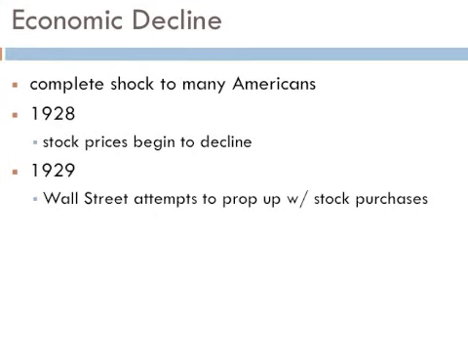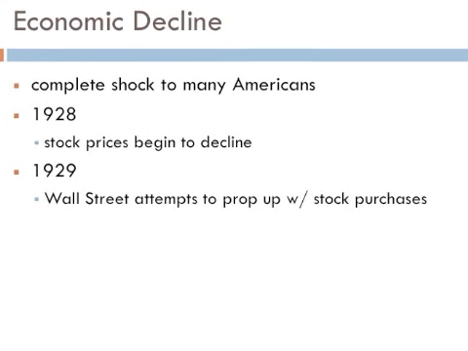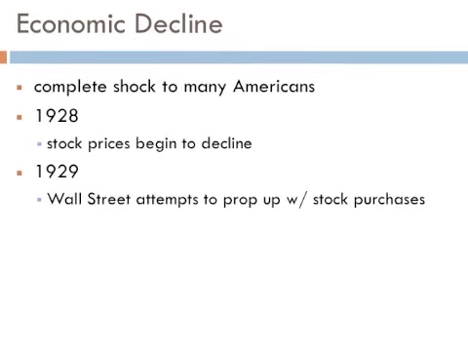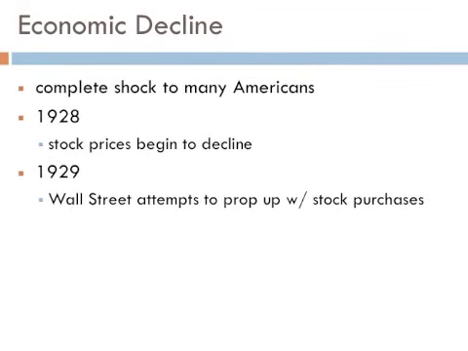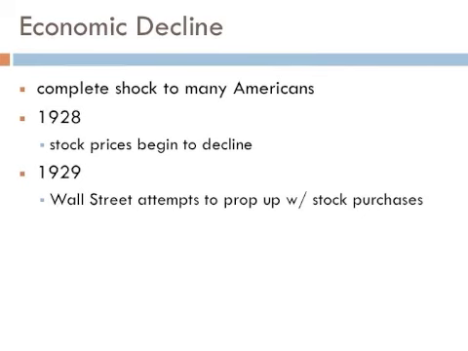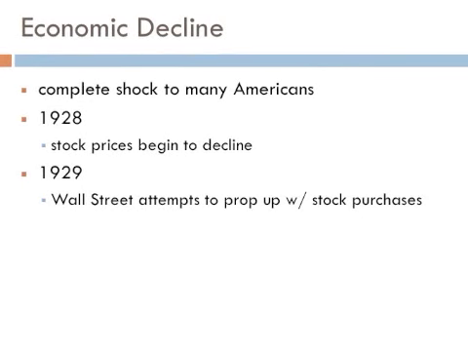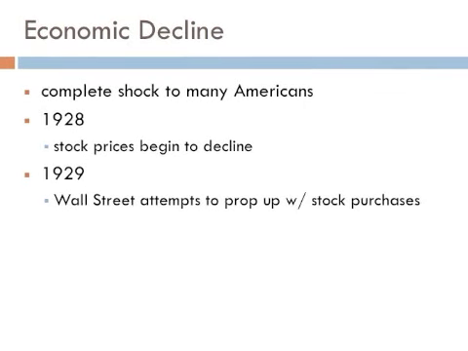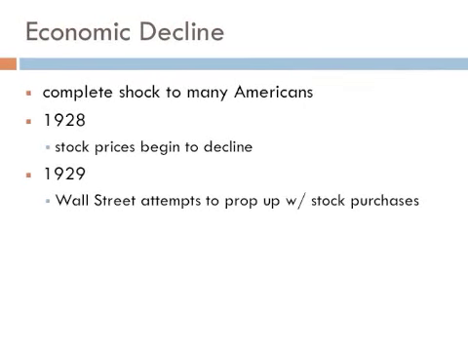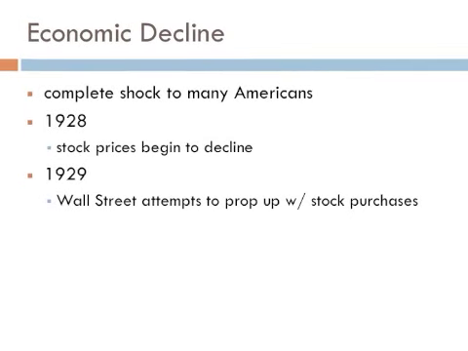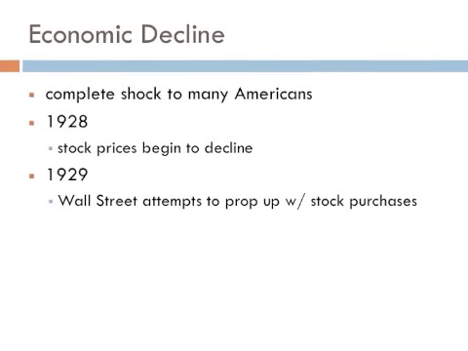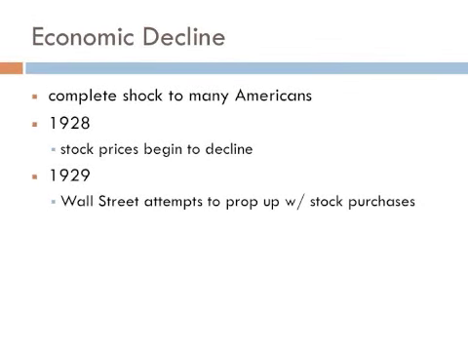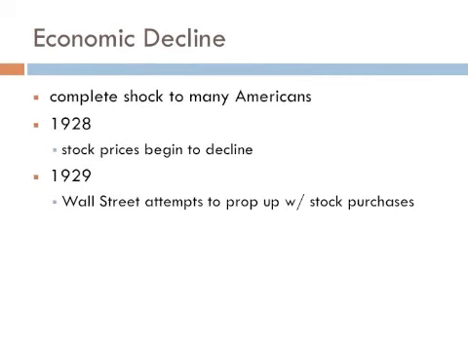So the first thing we're going to do is talk about the origins of the Great Depression. One of the main factors is a general economic decline going on in America during this time period, and it's more or less a reaction to some of the excesses we talked about during the Roaring Twenties. In 1928, general stock prices begin to decline. In reaction to that, in 1929, Wall Street attempts to prop up stock prices, in other words to bring them back up with stock purchases. We'll talk about in a few seconds how that leads to the stock market crash.